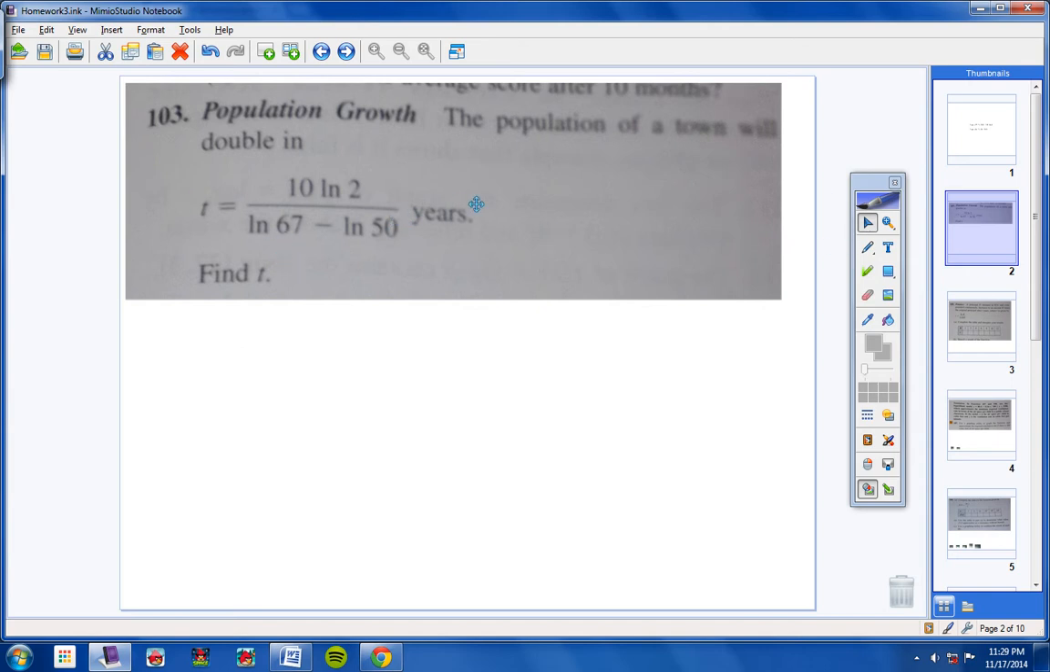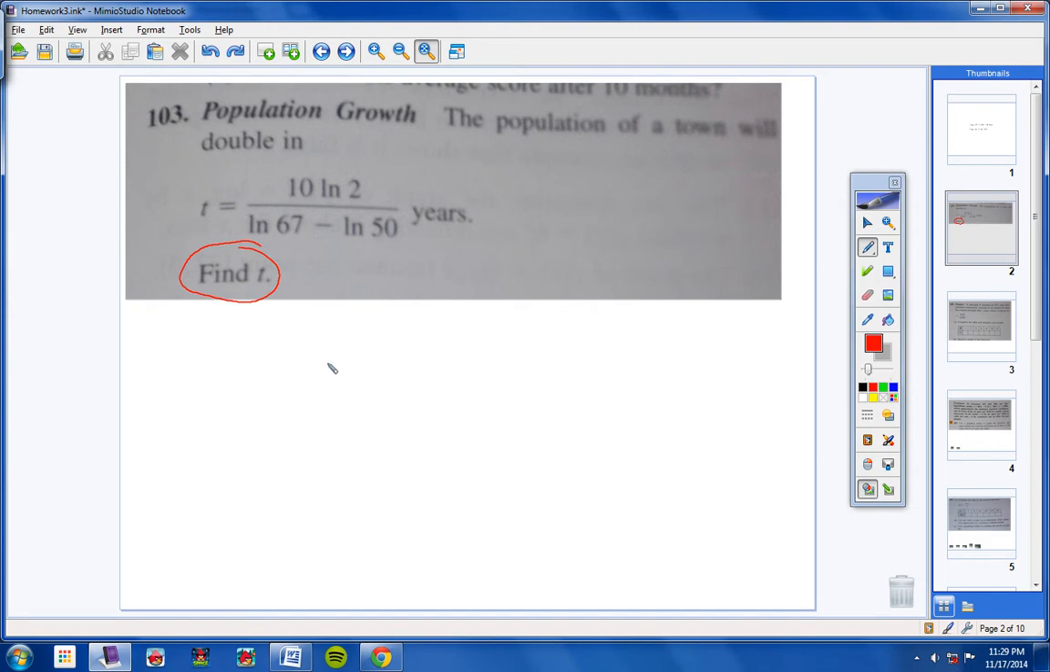Problem 103. The population of a town will double in this many years right here. Find t. What I'm kind of testing you on is seeing if you know how to solve this. It says very simply to find t. Now, if we're going to find t, what is t? Well, it's right here. The population of a town will double in t years. Find t. So all that we have to do is type this into our calculator.